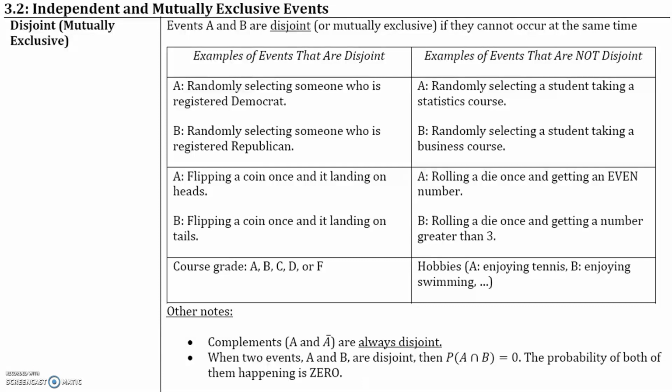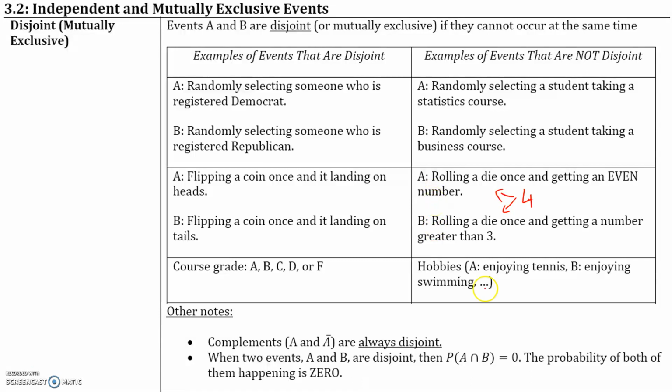Here's another example. Event A is rolling a die once and getting an even number. Event B, rolling a die once and getting a number that's greater than 3. These events are not disjoint because you could get a number like 4. This satisfies event A because it's an even number, and it also satisfies event B because it's a number greater than 3. So A and B are not disjoint because they can occur at the same time.